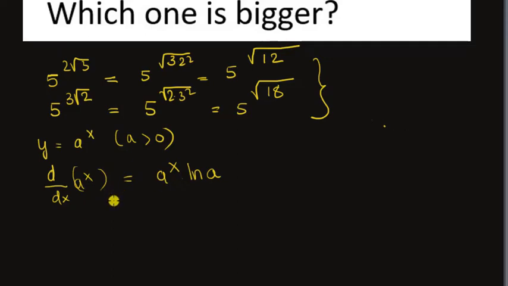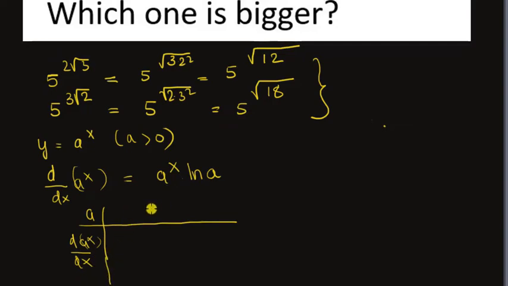Now notice that whether the derivative of this function is greater than 0 or less than 0 depends on whether the natural log of a is greater than 0 or less than 0. Okay, let's make a table here. This one is a, okay? This one is the derivative of the function, a to the x.